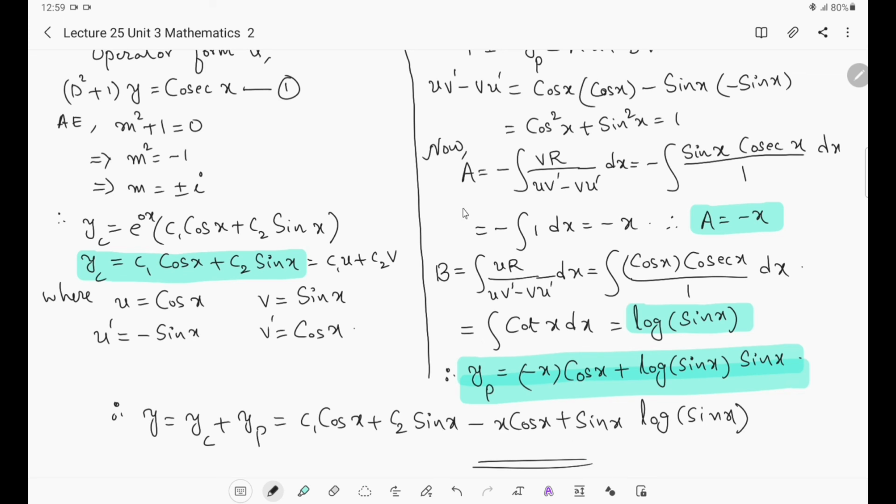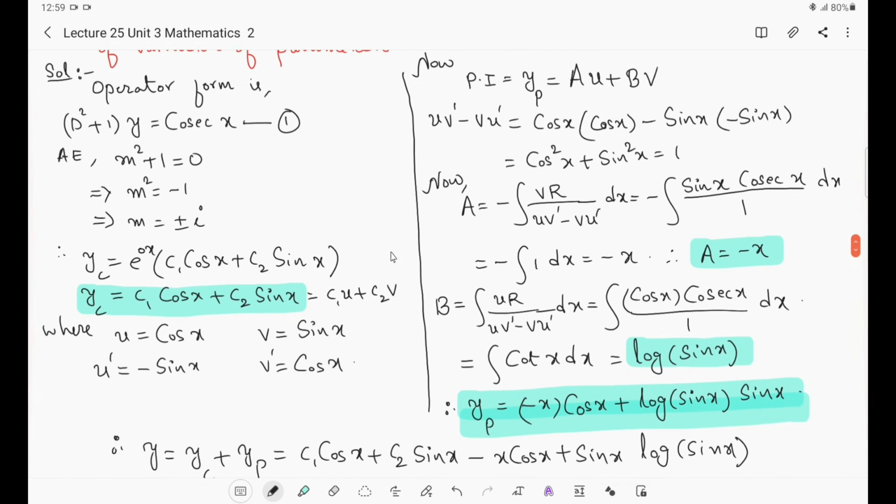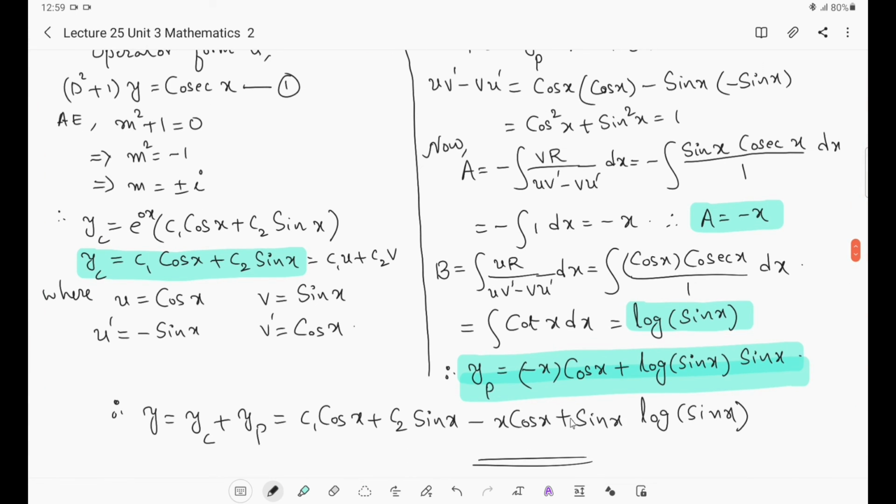So first we have to find the complementary function, which is considered as c1u plus c2v. These parameters c1 and c2 should be varied, which gives au plus bv. For A and B we have formulae, which are these integrals. In these we have u v dash minus v u dash, which is evaluated to be 1, right. Finally yp is given by minus x cos x plus sin x into log of sin x, right. Yc plus yp is the general solution of the given differential equation.